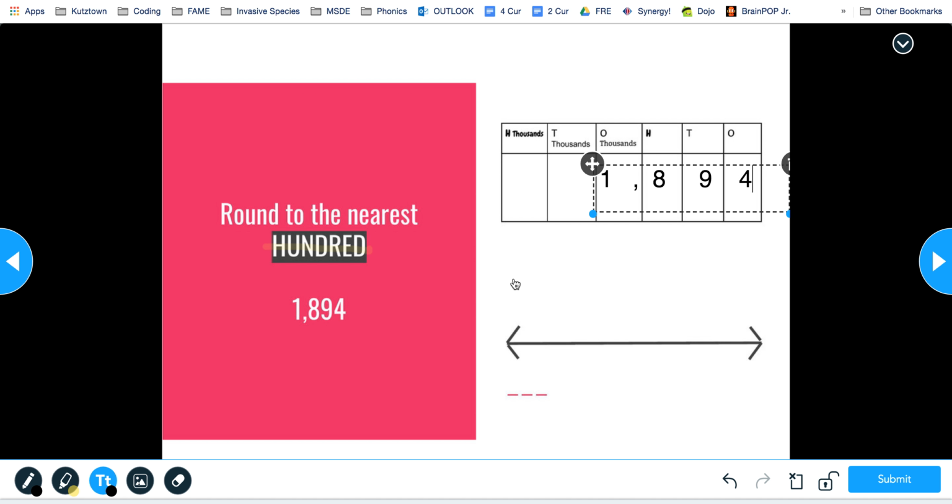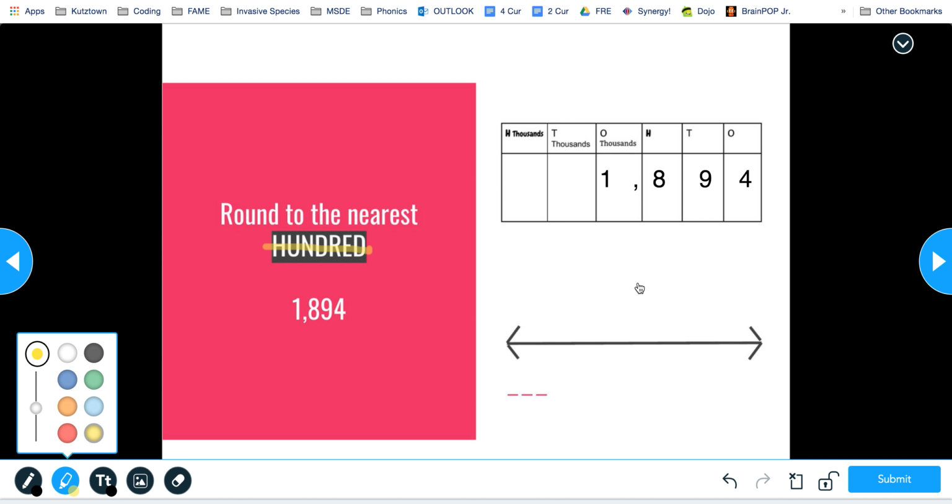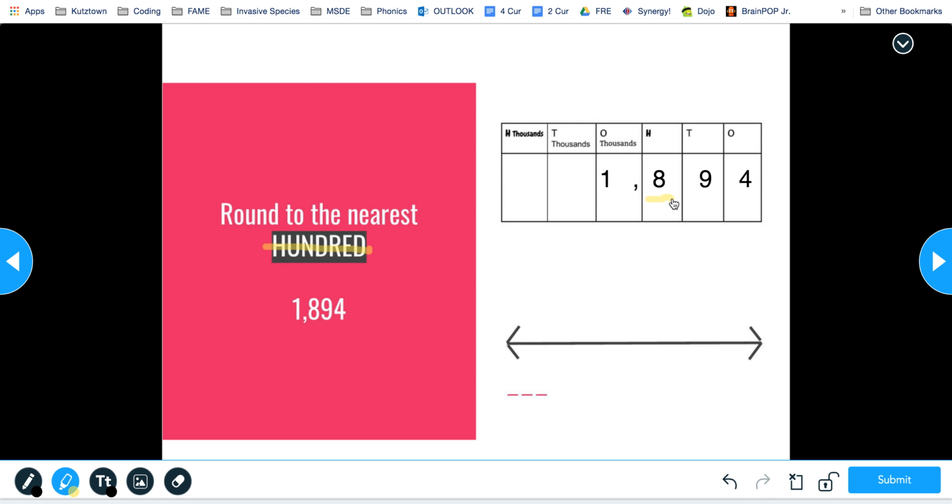1,894. Now that we have that in there, now we need to find our hundreds column. So I go to my hundreds column and I underline it. This is our target number. And we still use the number to the right to help us decide what we are rounding to.